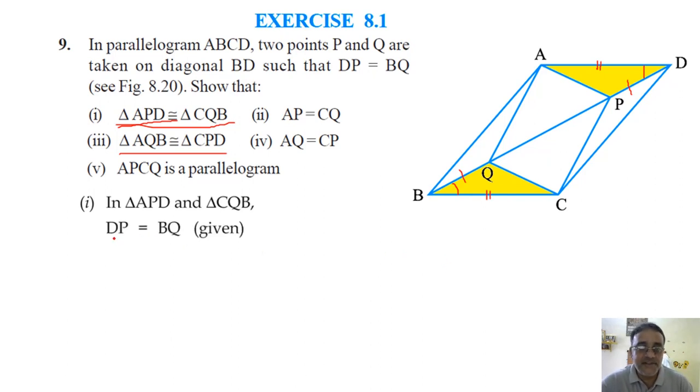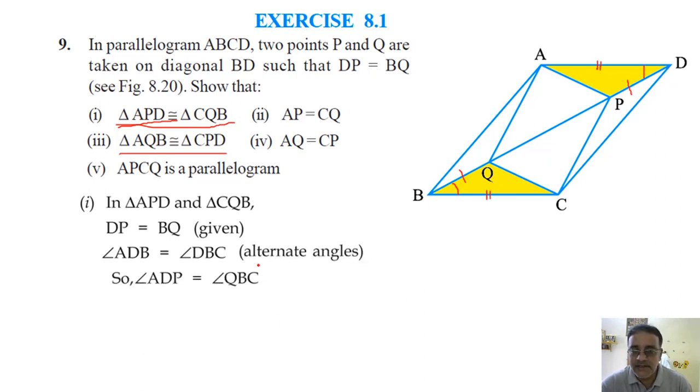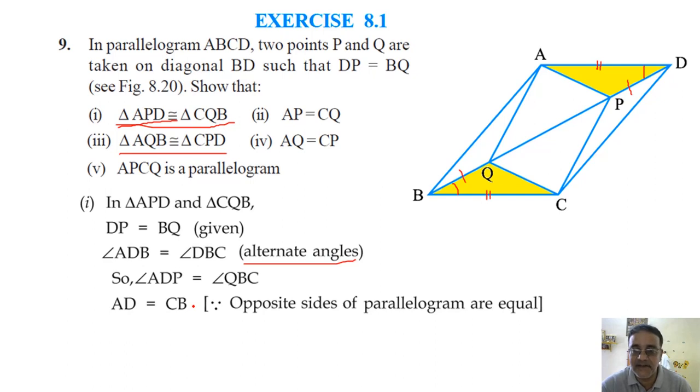Okay, so first we'll start with DP is equal to BQ, that is given, and second, angle ADB, we will write the full angle. Angle ADB is equal to angle DBC, and we can represent it by 1 and 2 also. When we write the full angle, after that we write ADP is equal to QBC. Reason is alternate interior angles. Next, we told AD is equal to BC. What is the reason? Opposite sides of a parallelogram are equal.